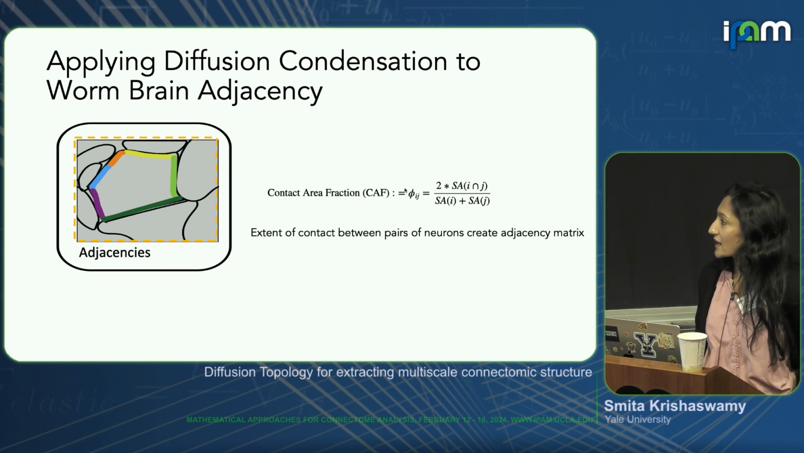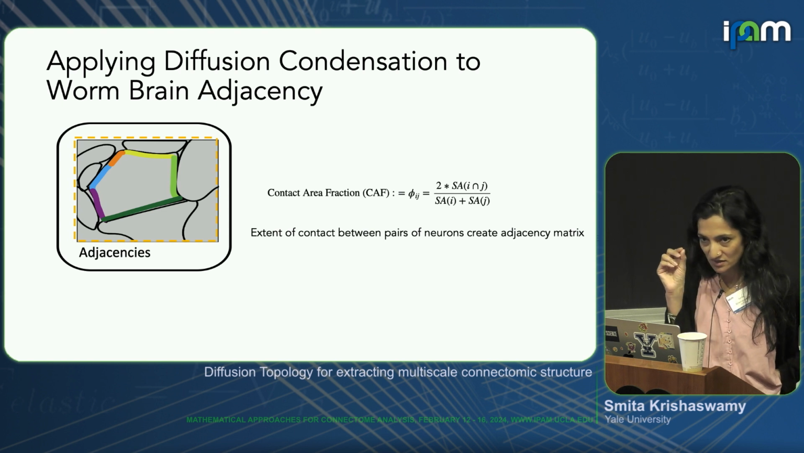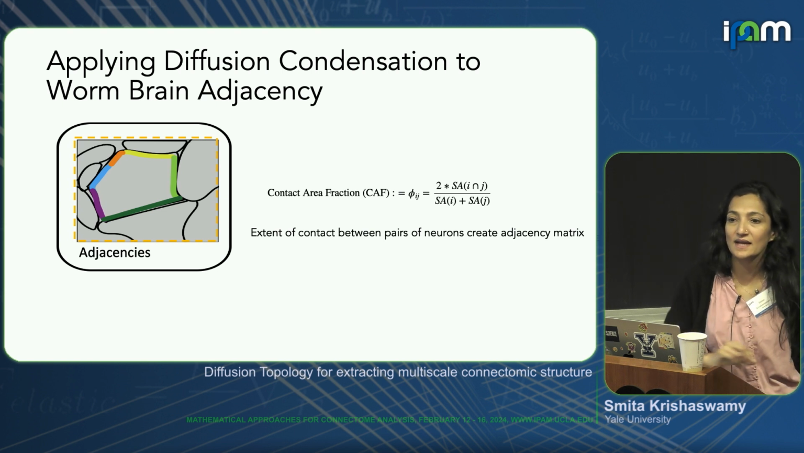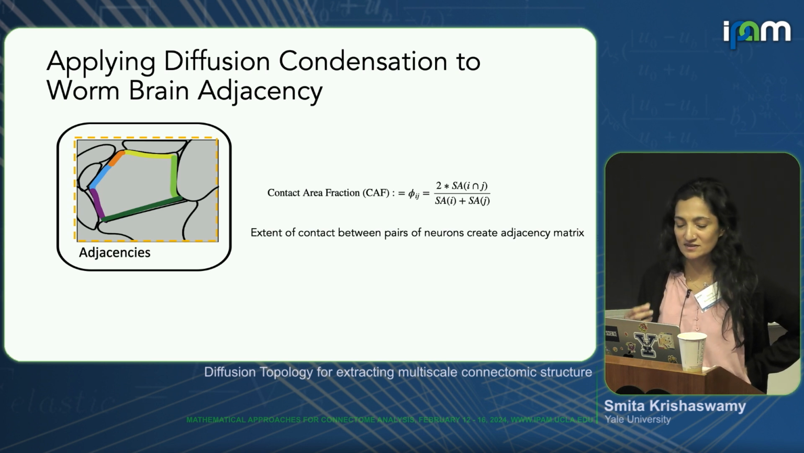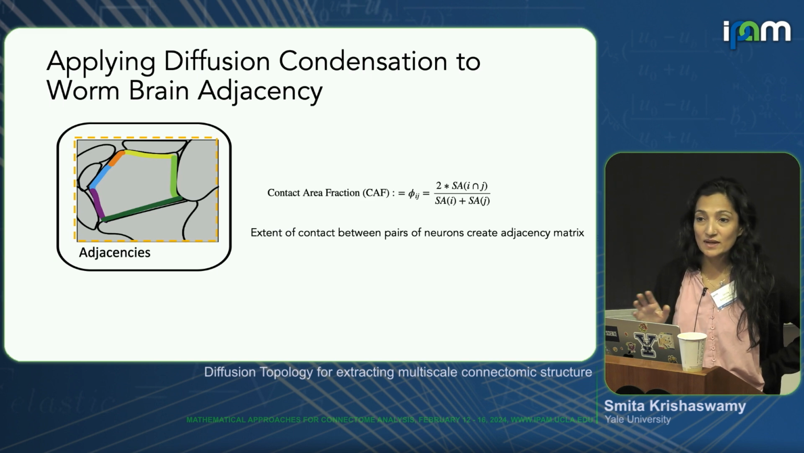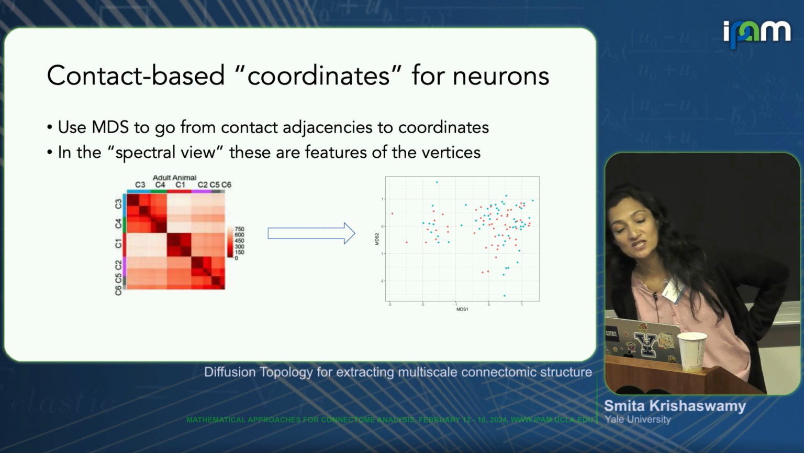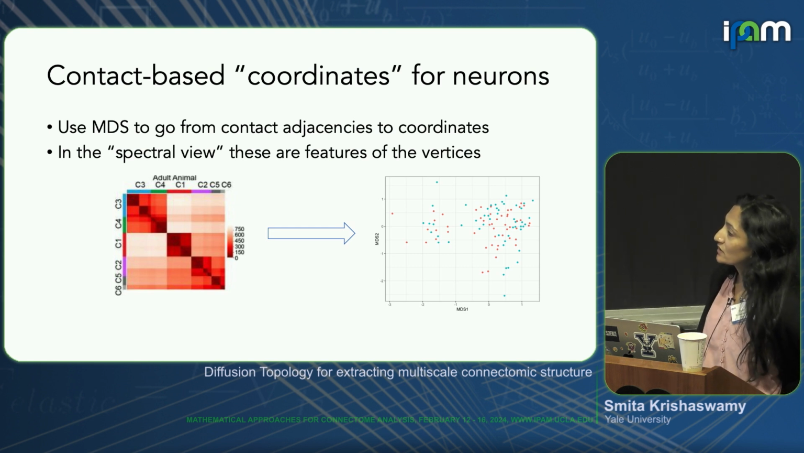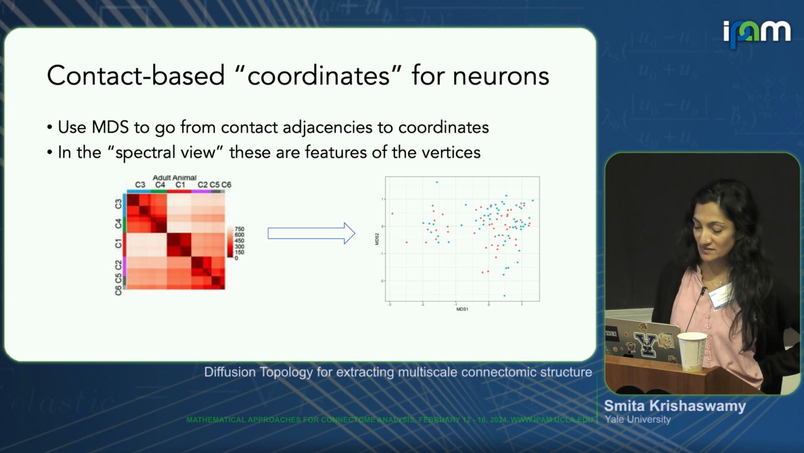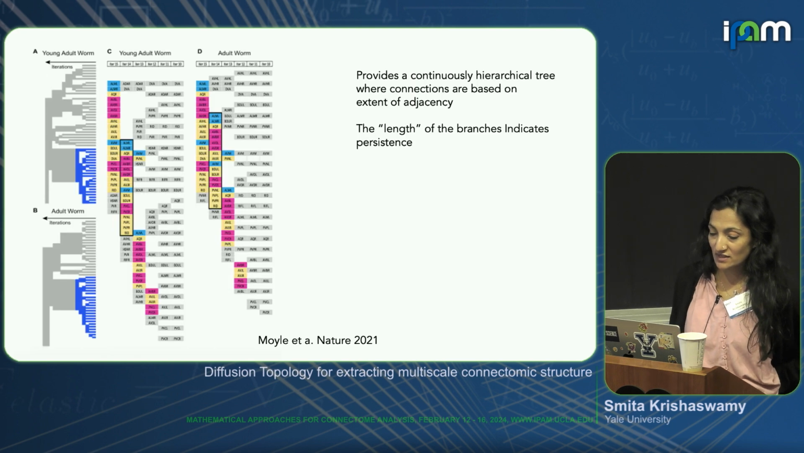We use this contact fraction measurement where SA is the surface area. And this is sort of a Jaccard type distance. It's looking at the area in which the two neurons make contact, normalized by the surface area of the entire neuron. And we'll show you a little bit later why we do it this way instead of just summing it up or something like that. So now we have a neuron by neuron adjacency matrix. Now, in order to go from adjacencies back to coordinates to run the diffusion condensation method, we just use MDS for starters. And then the diffusion process takes over and computes diffusion condensation iterations.